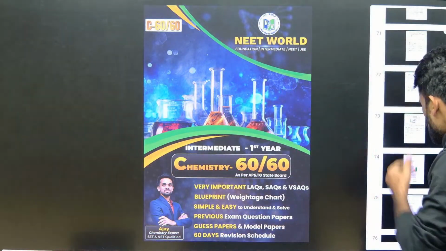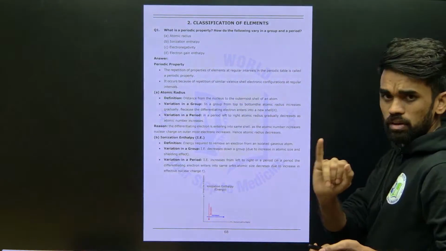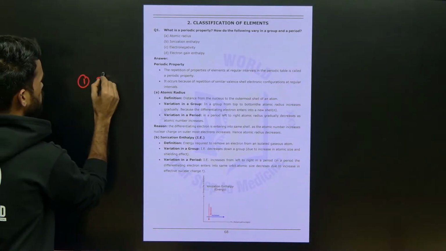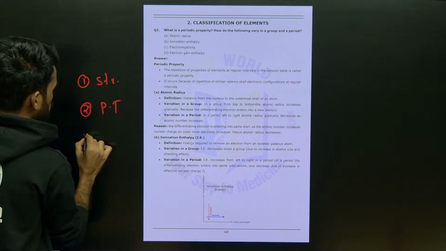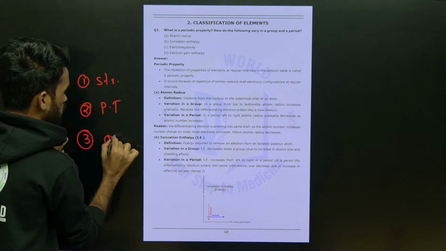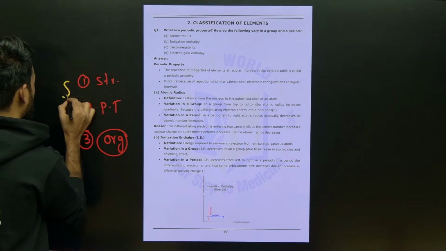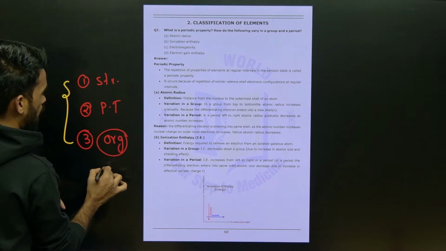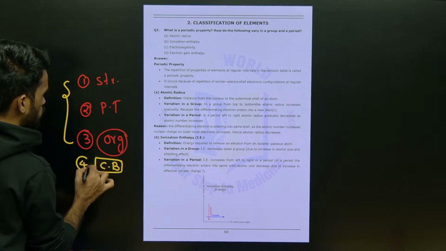I hope you know that the LAQ questions are from 3 chapters. The first one is from structure of atom, the second question is from periodic table, and the third question might be from organic chemistry. These are the 3 chapters we need to focus on first for your 8 marks, and along with this, sometimes if not organic, they may ask from chemical bonding. So this 4th chapter you also need to look into.